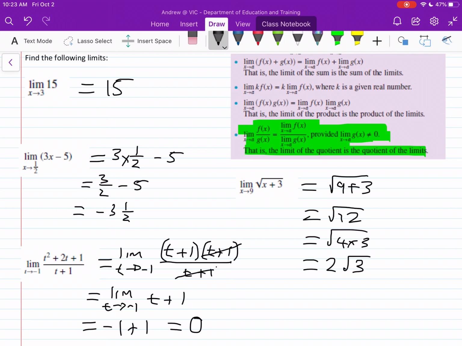So recapping, limits is just seeing what's happening to a function as it approaches a value, so what the solution is as it approaches that value. Just watch out for your quotient ones, like in this example. You can go back and look through it again. The bottom value can't equal 0, and if it does equal 0, the limit doesn't exist, but you might be able to cancel it out using some factorization.